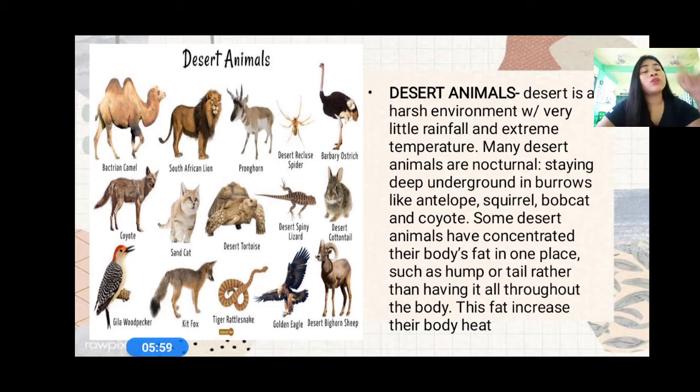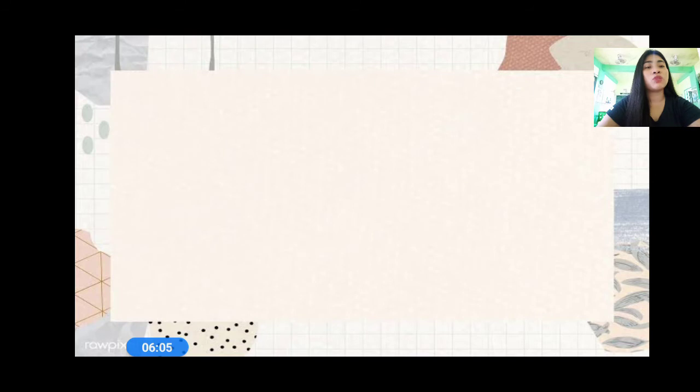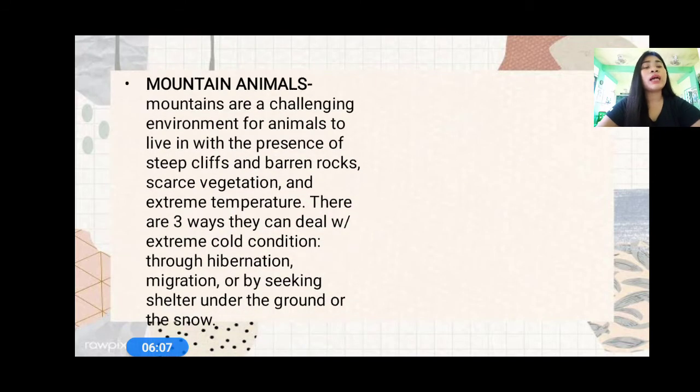So those are just some examples of desert animals. Okay, and then let us proceed to mountain animals. Now, mountain animals are in mountains. Remember that a mountain is a challenging environment for animals to live in, with the presence of steep cliffs and barren rocks, scarce vegetation, and extreme temperature.